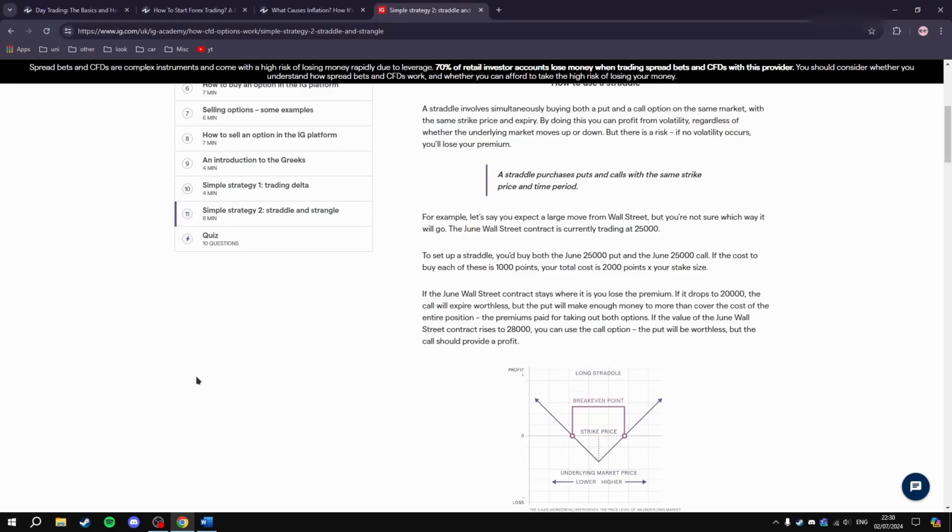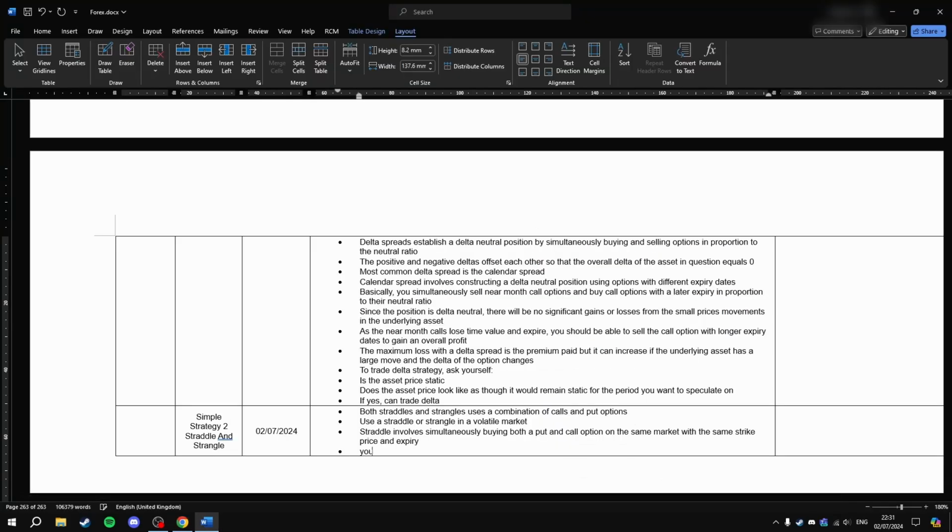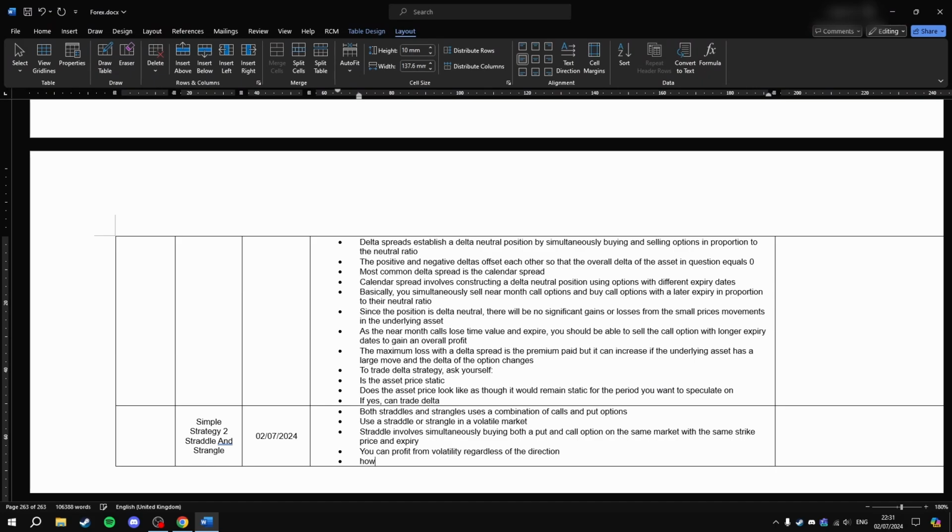By doing this, you can profit from volatility regardless of whether the market moves up or down. You can profit from volatility regardless of the direction. However, if no volatility occurs, you'll lose your premium.